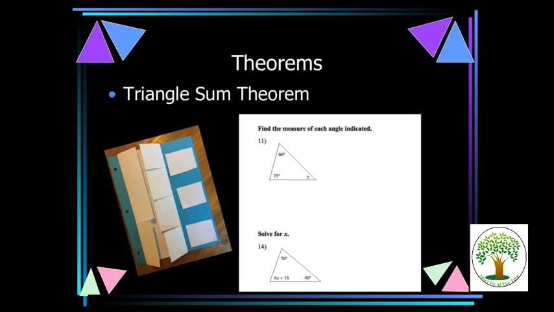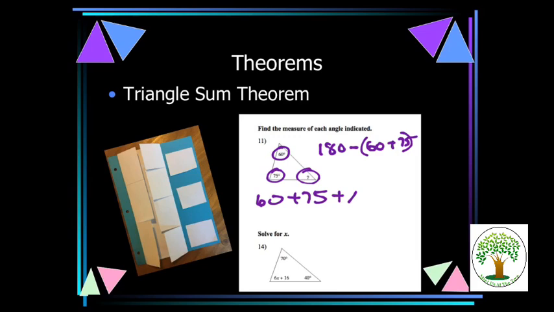In number 11, this one is 60 and that one's 75. So how do I find the extra piece? 60 plus 75. Very good. I'm going to put the 180 first and subtract those two added together, 60 plus 75. There's another way you could have written it: 60 plus 75 plus x equals 180. However you like, both work.